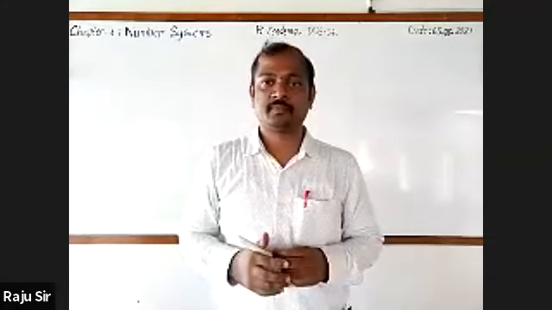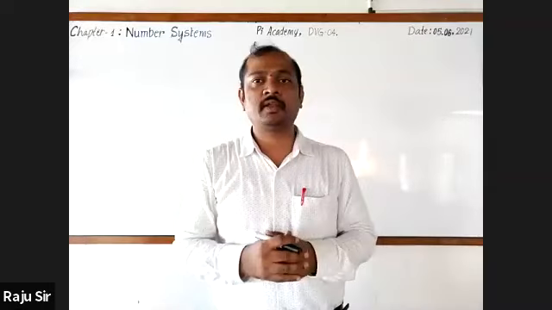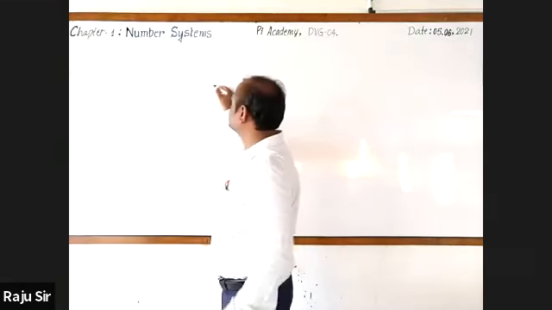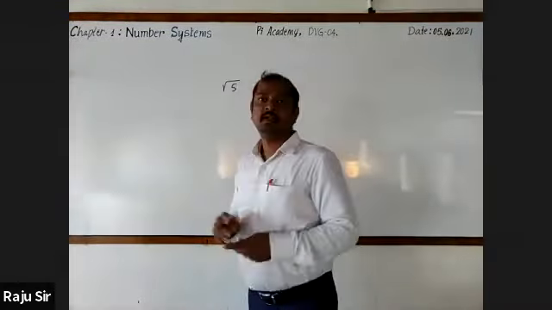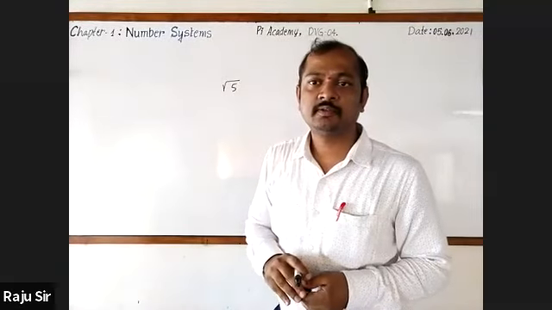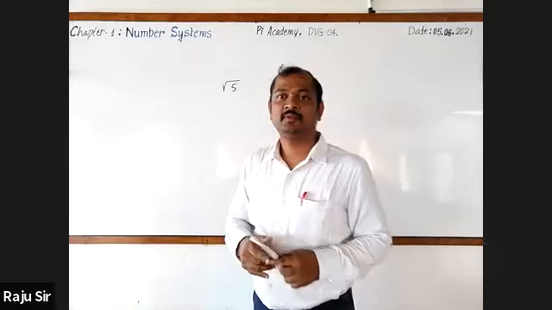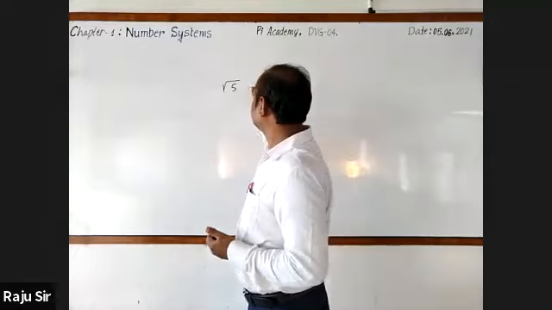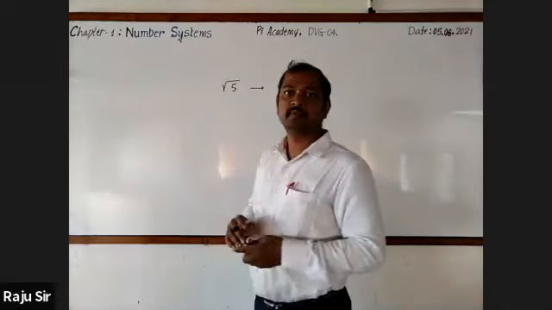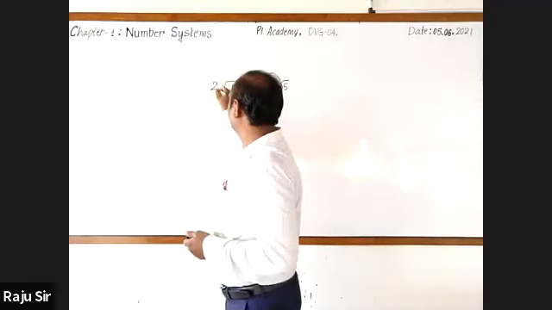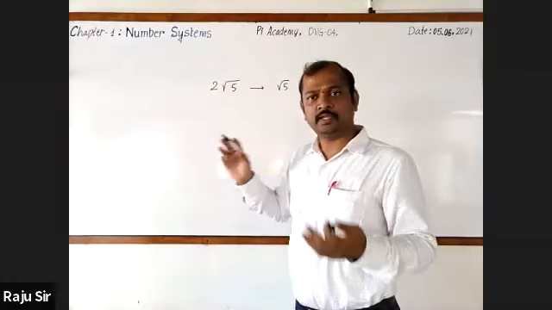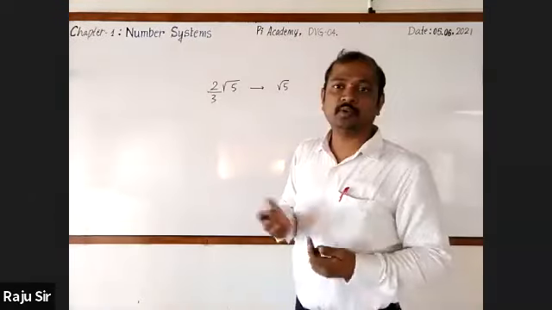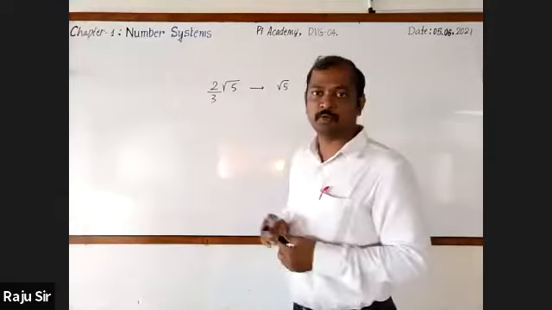Rationalizing factor. We know how to write the rationalizing factor of some numbers. Let me take a few examples. Suppose root 5 is there. What is its rationalizing factor? The rationalizing factor of root 5 is root 5 only. The rationalizing factor of 2 into root 5 is again root 5. The rationalizing factor of 2 by 3 into root 5 is root 5 only.